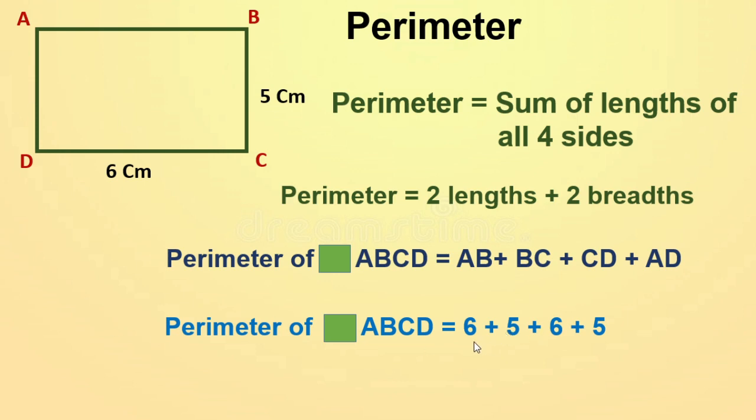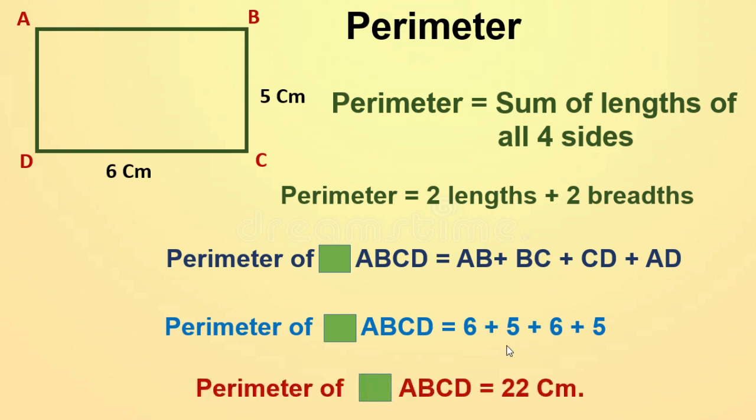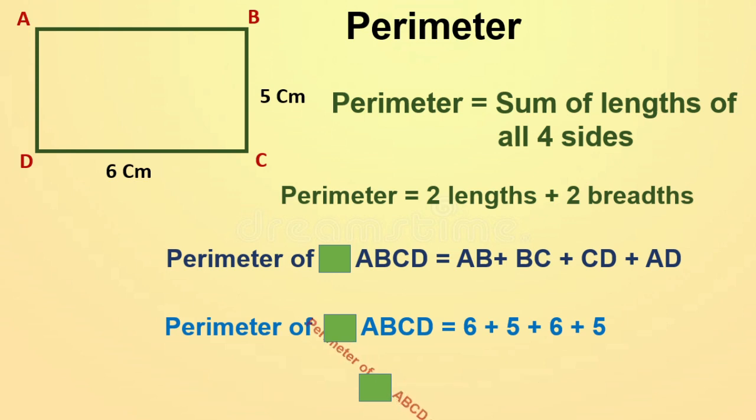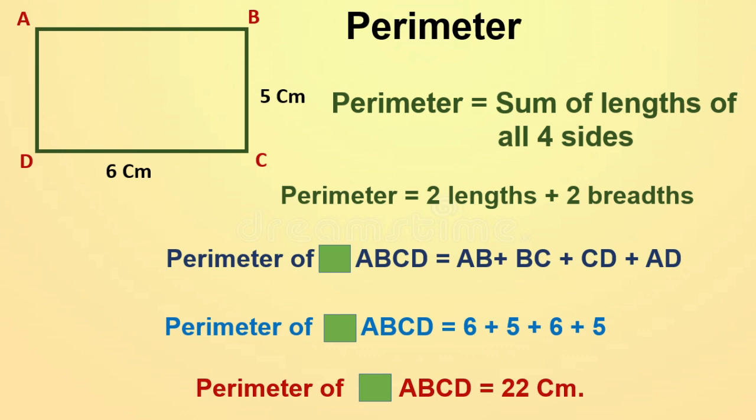Come on, what to do now? We have to add this. Yes, what is the answer? 22 centimeter. Perimeter of this rectangle ABCD is 22 centimeter. Got this? I hope you understood about the perimeter, isn't it?